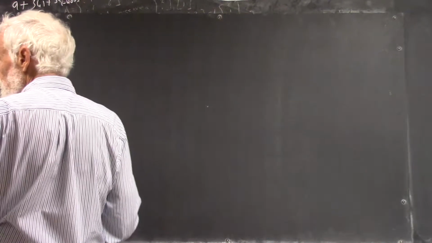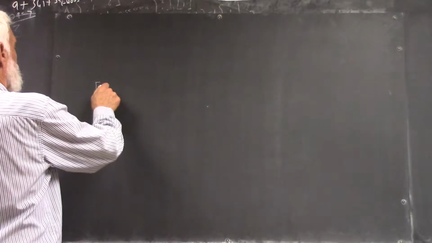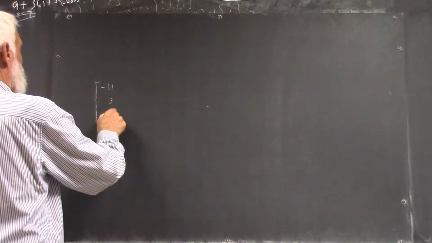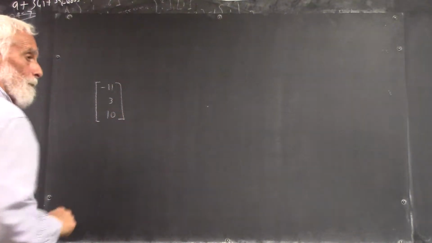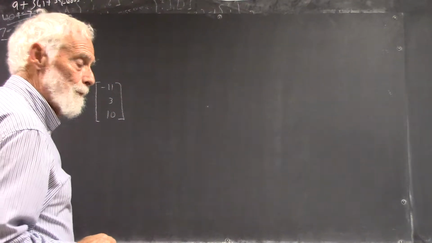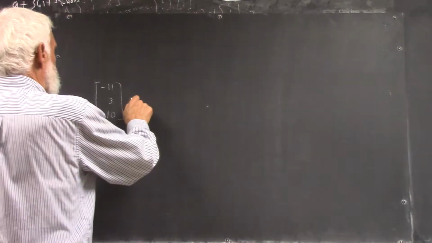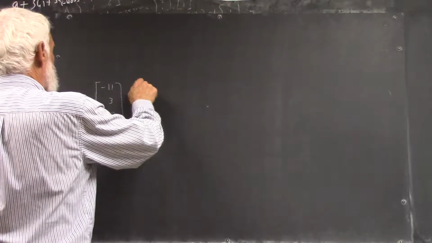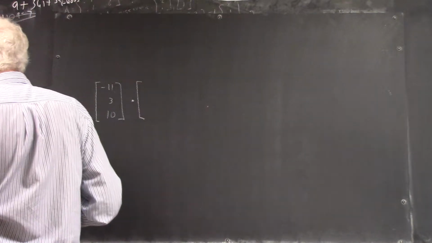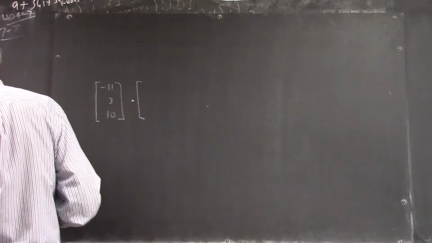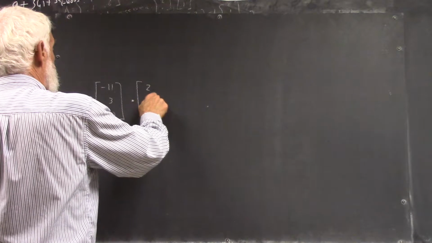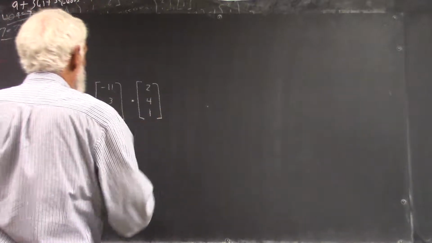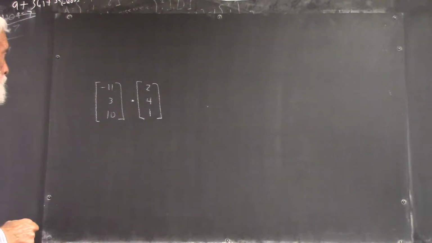Okay, so I'm going to take the vector, I remember what it was, it was -11, 3, 10. And I want to do the dot product of that vector with the vector 2, 4, 1.